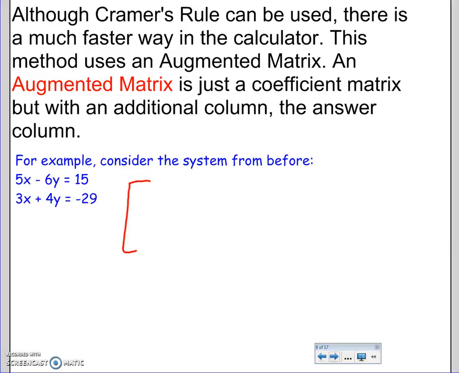So earlier we had this. We had 5, negative 6, 3, 4. And I told you the answers were 15, negative 29. Now, if I just delete this wall in the middle and combine them together, that's my augmented matrix. If it helps you, some people like drawing this little dotted line there. So this is x, y, and the answers. All right, we're going to do something with that.